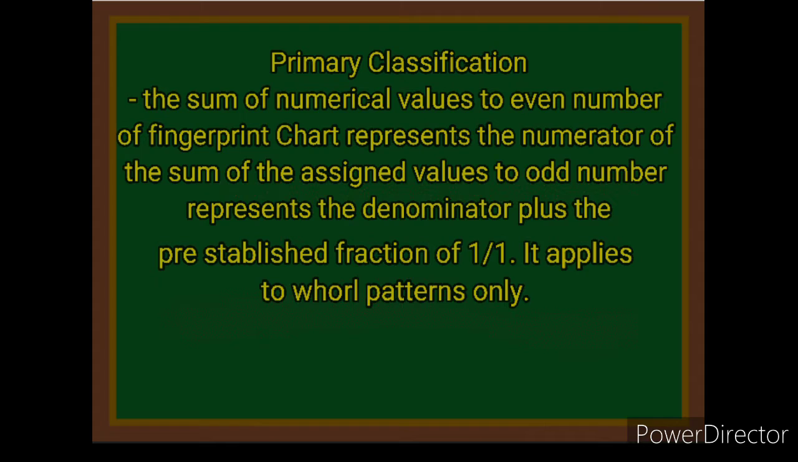Number 2, all the whorl patterns have values. Number 3, summation of numerical values assigned to whorl patterns. Number 4, even numbers are numerator and odd numbers are denominator. And lastly, number 5, do not forget the pre-established fraction 1/1.